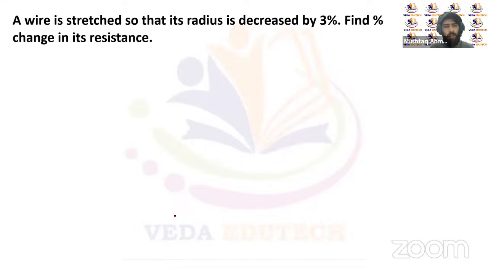Now there is another similar question. A wire is stretched so that its radius is decreased by 3%. Now we are talking about the radius. Find the percentage change in its resistance. So we'll proceed in the same or a similar manner for this question as well.